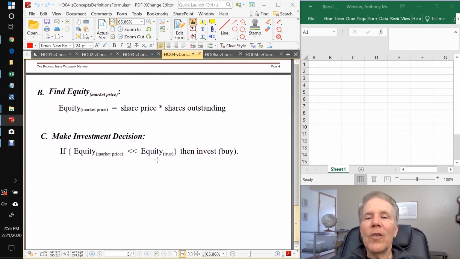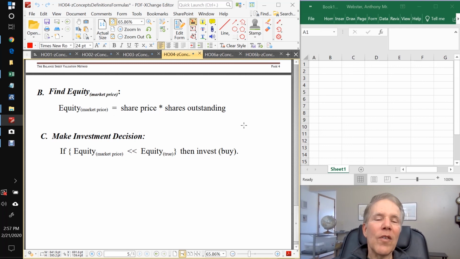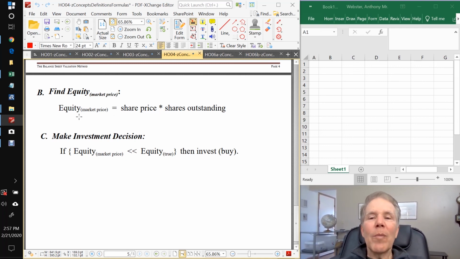All right, what else we got going here? After we do that, we ask the eternal question, what does Mr. Market think of this thing? Well, Mr. Market always thinks that the value of the firm is the share price times the number of shares outstanding. So now we have our intrinsic value estimate, our best estimate, our equity true for the firm. We know what Mr. Market's view is, and we can now make an investment decision.